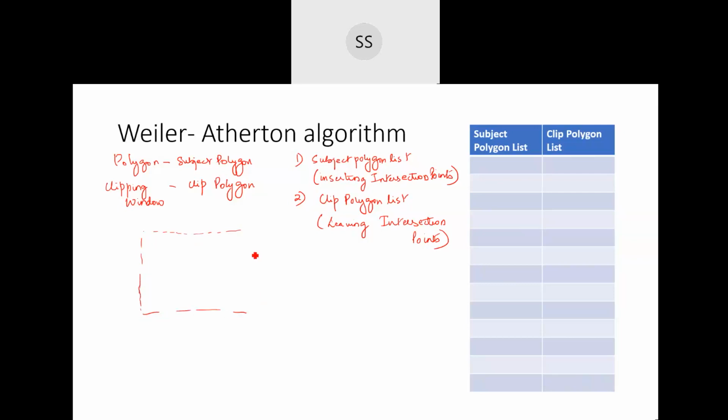Okay, this is said to be your clip window, and I'll name it. In the previous case only the polygon was given importance, but here the clip window, the clip polygon, is also given importance. So we will name its vertices C1, C2, C3 and C4.